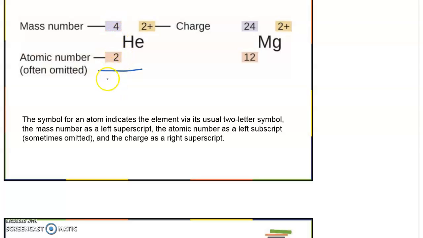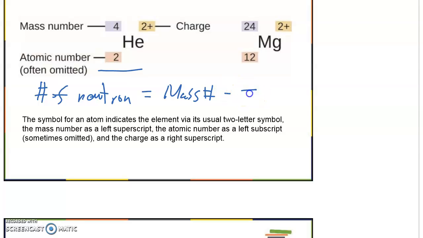Okay, so how do we calculate the number of neutrons? The number of neutrons is equal to the mass number minus the number of protons. So in this case, there are 2 neutrons over here, equal to 4 minus 2.